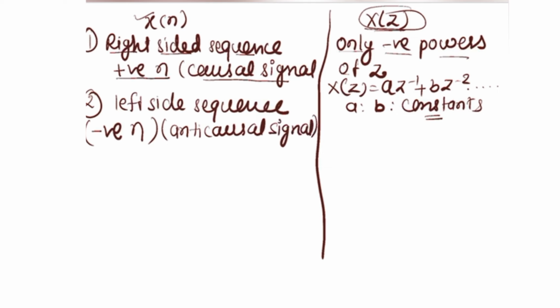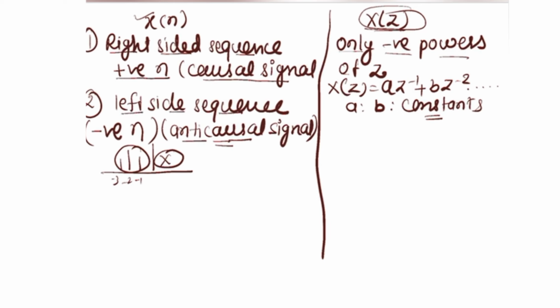Now we have to remember this thing, that an anti-causal signal exists only at the negative side. No positive part is there. Only at the negative side when the signal is existing, then it is called anti-causal or left side sequence.